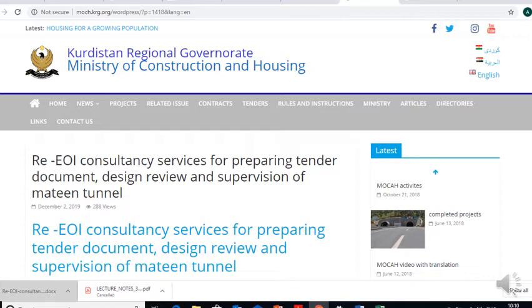So an expression of interest, they are basically looking for people who could potentially be involved in preparing tender documents, design review and supervision of the Mateen Tunnel. So they're actually tendering the job of preparing the tender documents for designing and then construction of the Mateen Tunnel. It's circular. So yeah, there's a tender for preparing tender documents, if you like.